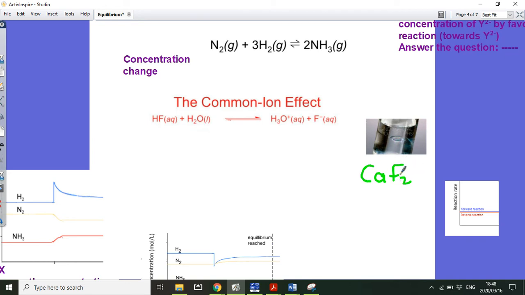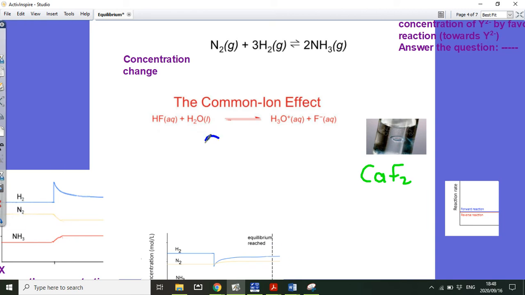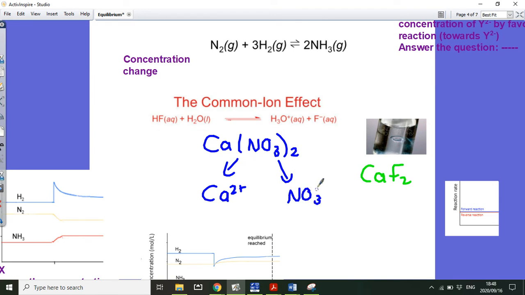But now they're not going to tell you you're adding calcium fluoride because that would be a solid that you're adding. They're going to say you're adding something that steals the fluoride out of this reaction. So they're going to say, we're adding calcium nitrate, for instance. If I'm adding calcium nitrate, remember I'm actually adding Ca2 plus ions and NO3 minus ions.